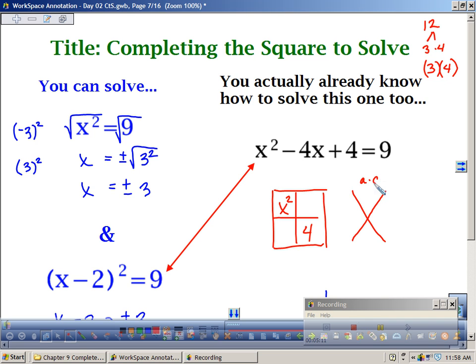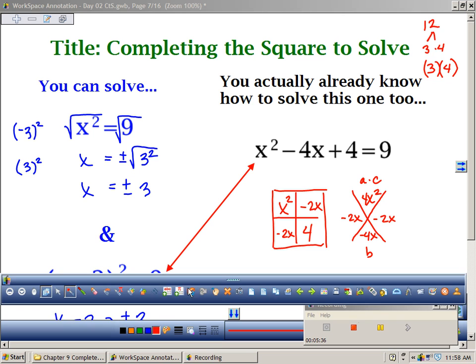You'd say A times C, which is 4x squared. Good job. And this is the basement. What goes down here? Negative 4x. So what two numbers, when I multiply, I get 4x squared, but when I add them, I get negative 4x? Negative 2x and negative 2x, which is a clue.